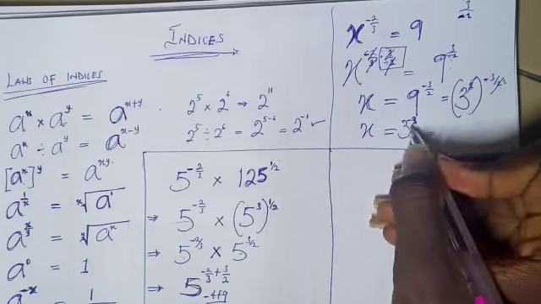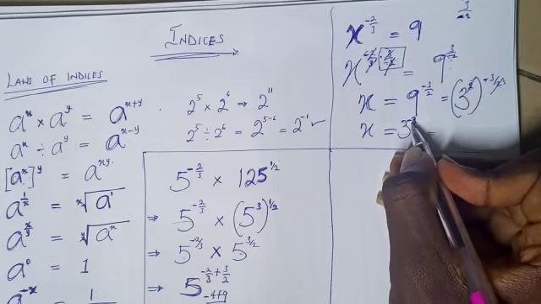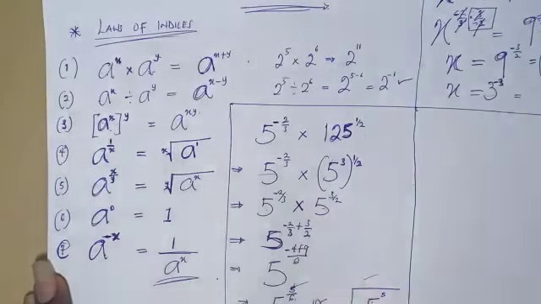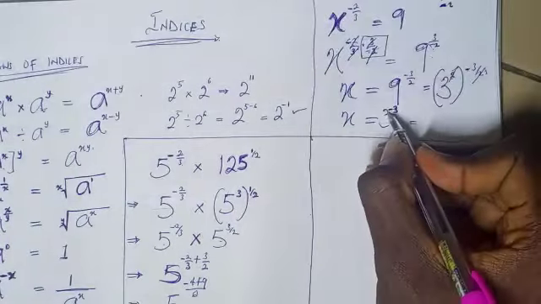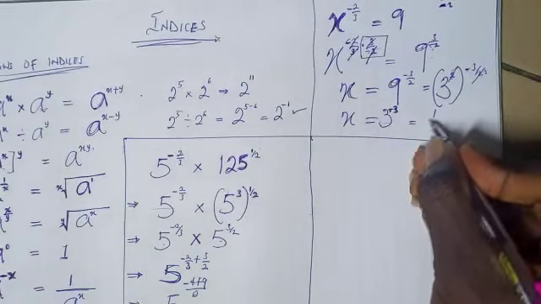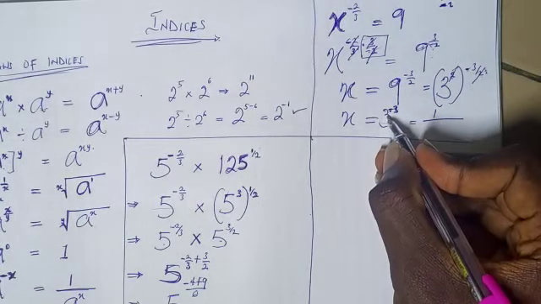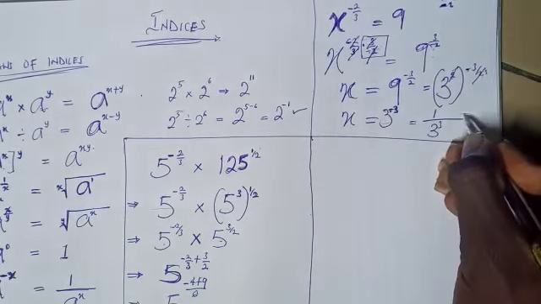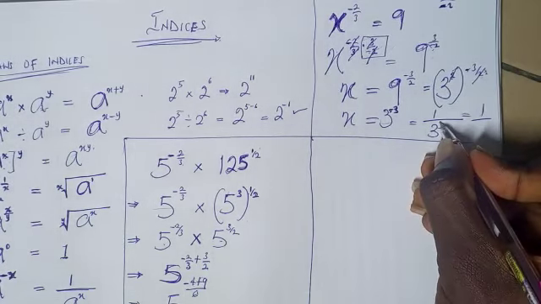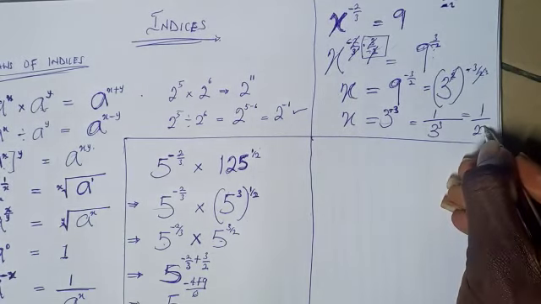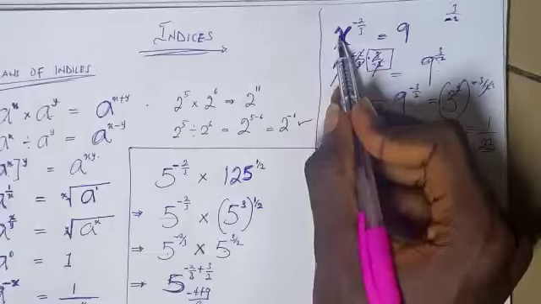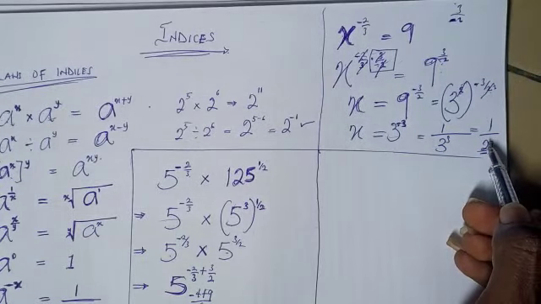You can't see this in the options. This is a negative index. So I'm using this last rule I have here. So this negative index means 1 over. So what do I have left? I have just 3 raised to the power of 3 left. Hence the final answer is 1 over 3 cubed, which is 3 times 3 times 3, that's 27. So if you solve for x, the correct answer is 1 over 27. So that's how it works.